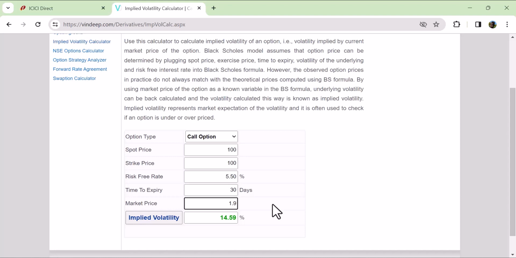So 14.59 volatility he has built in. So here he's assuming the stock is more volatile, whereas the stock is very less volatile. Okay, the stock is not going to go here and there. The stock, I think, will be between 100 rupees and 102 rupees only, moving here and there. The volatility is low.